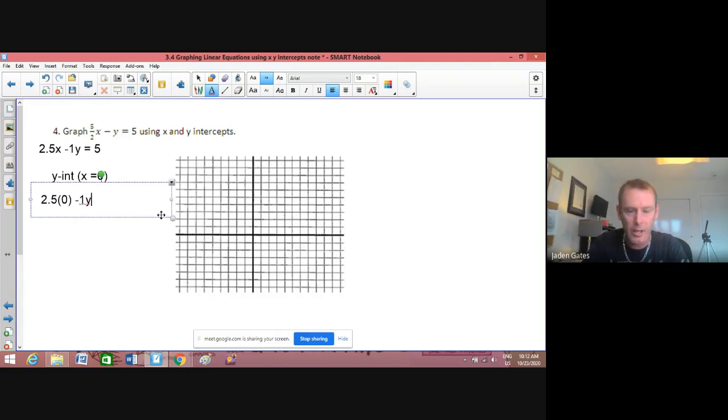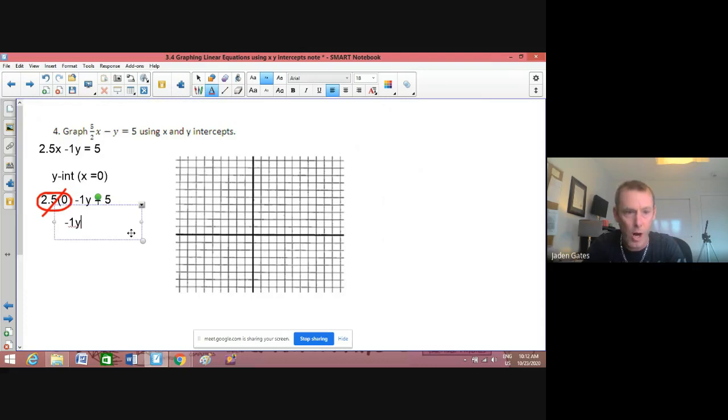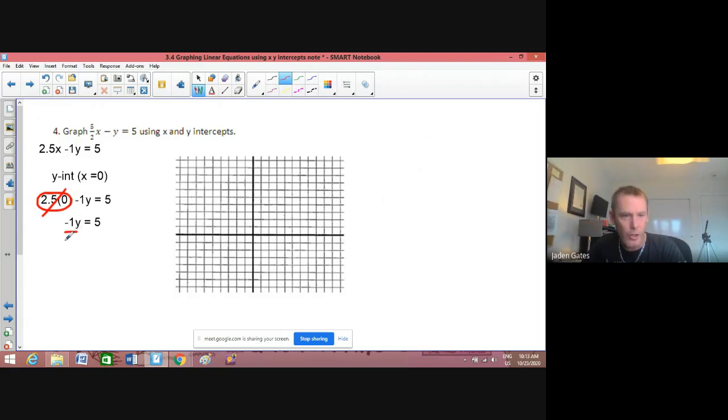Minus 1y equals 5. And as usual, I check this part here: 2.5 times 0 is 0, so that's just going to disappear. All right, and so our equation simplifies down to minus 1y equals 5. But again, I got to divide by my numerical coefficient here, which is a minus 1. And what I do to one side, I do to the other.